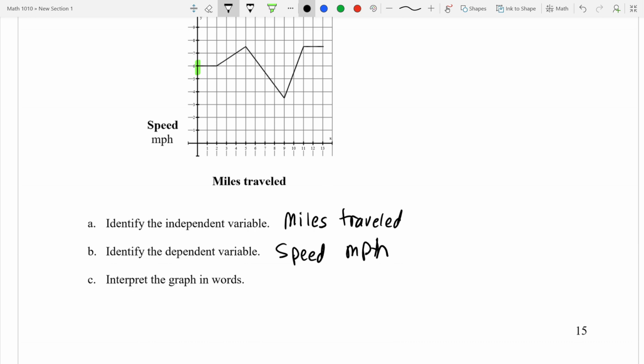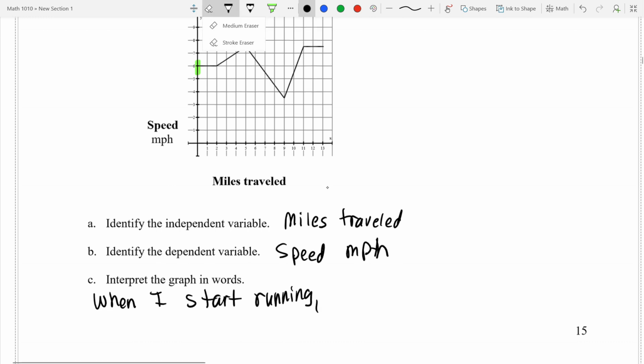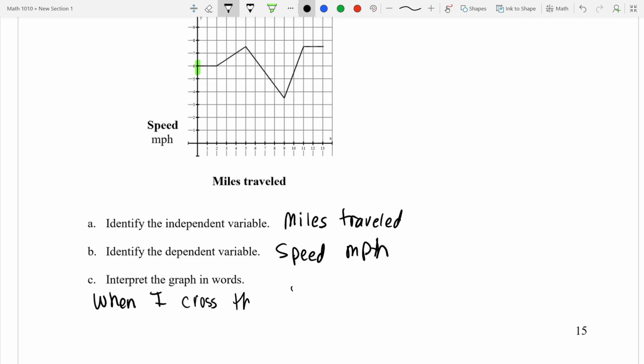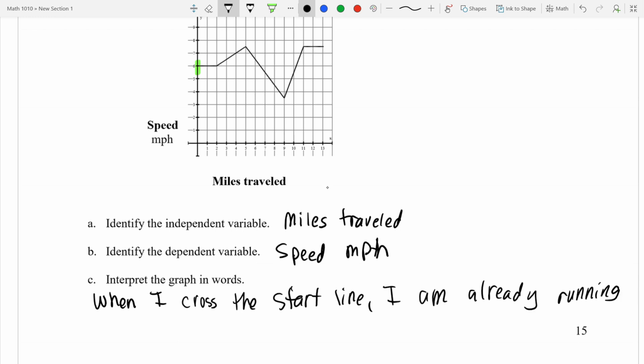Okay, so let's do it. Okay, when I start running, comma, well, that's not a good way to say it. When I cross the starting line, yep. When I cross the start line, comma, I am already running. Finish. 6 miles per hour. Thank you.